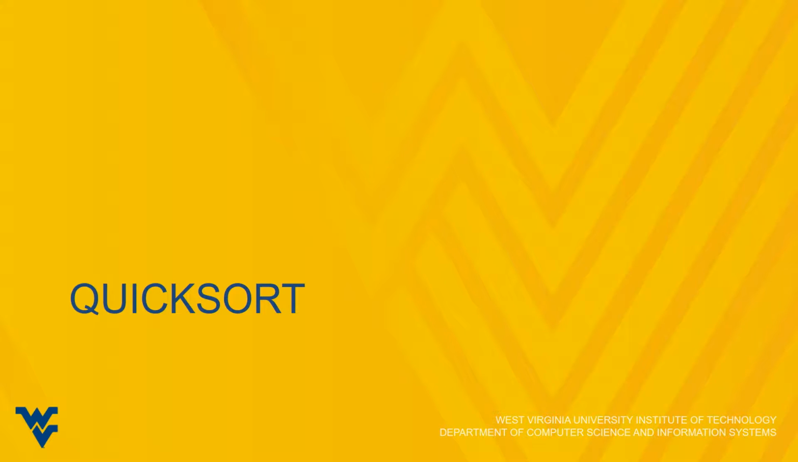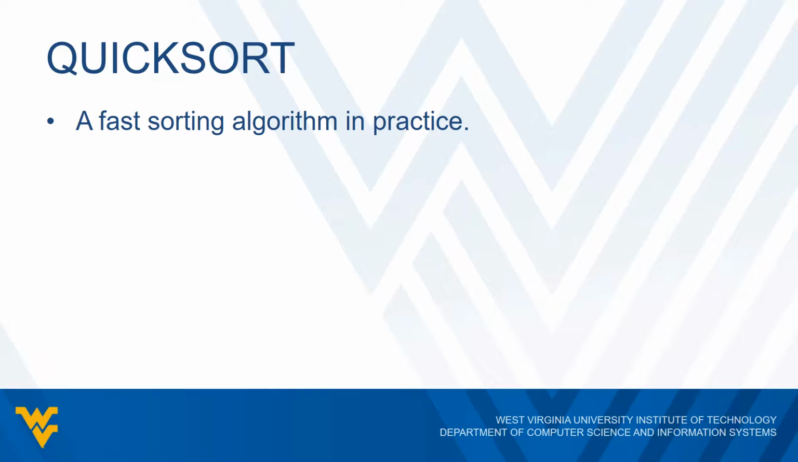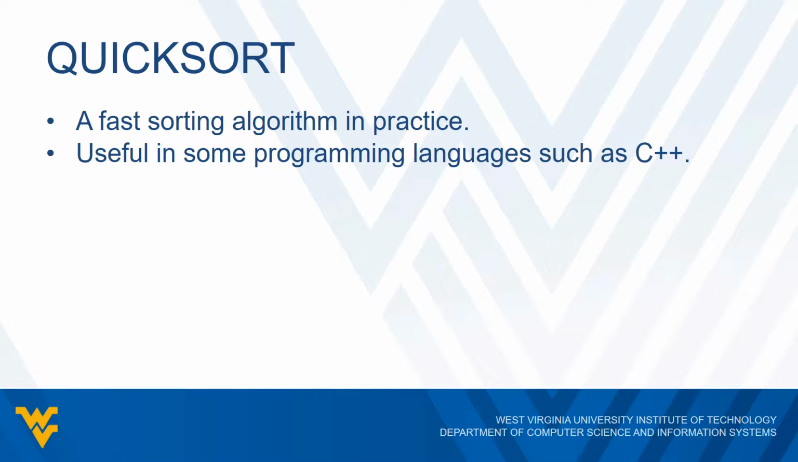We'll next introduce another sorting algorithm, which is called quicksort. Quicksort is a very fast sorting algorithm in practice. In fact, it's one of the preferred sorting algorithms out of all the ones out there. This is extremely useful in some programming languages such as C++.